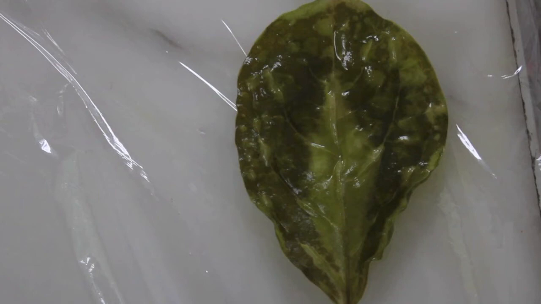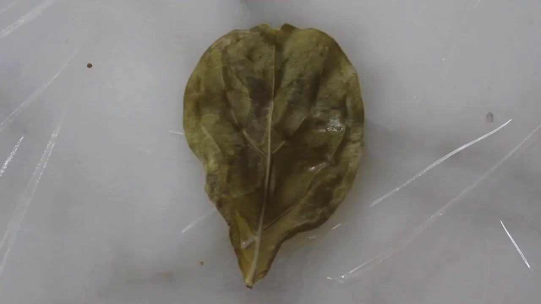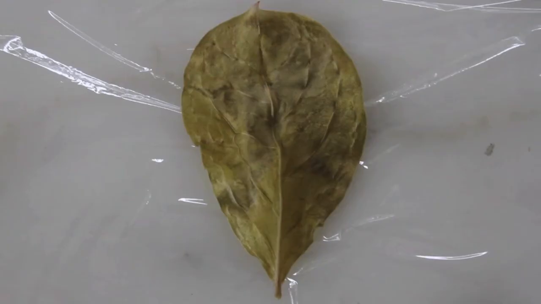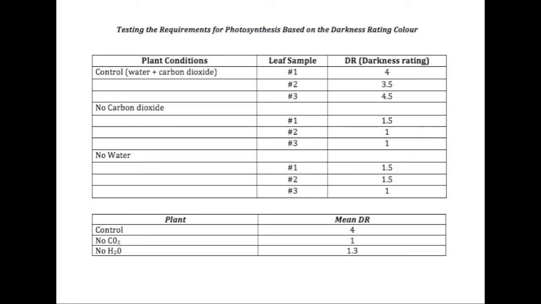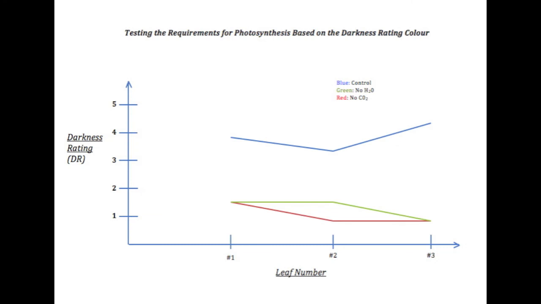The control contained the most amount of starch with a rating of 4. The plant void of water contained almost no starch with an average rating of 1.3. The plant void of carbon dioxide contained no starch with an average rating of 1. Results saw a consistent lack of starch in the plants without water and without carbon dioxide. These results prove the hypothesis to be true that you need both carbon dioxide and water to perform photosynthesis.